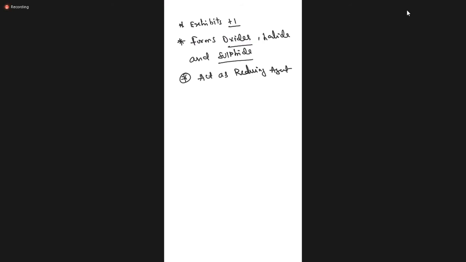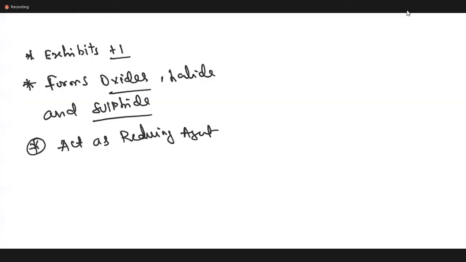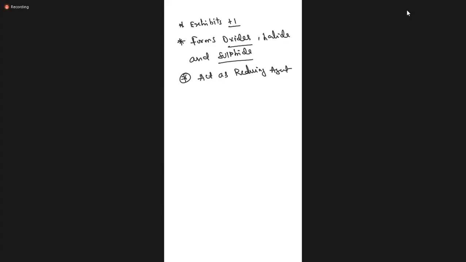So even hydrogen forms oxides, hydrogen forms halides, hydrogen forms sulfides. So this is the resemblance with the halogen atom. Please listen to this one. What are the similarities with halogen atom? Hydrogen is a non-metal. Even halogens are non-metals.